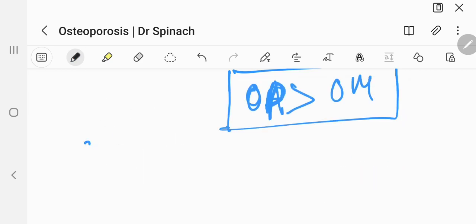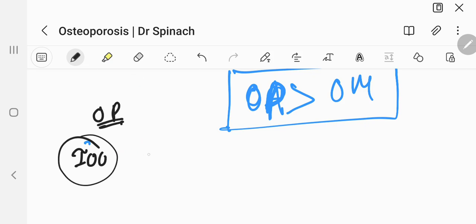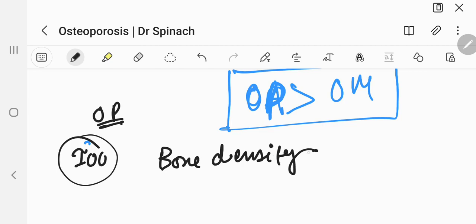Definitely you're going to order an x-ray of the areas that she's complaining about, but you need to confirm this. So what is the investigation of choice in case of osteoporosis? This is very, very important. We usually check the bone mineral density. We check the bone density, and how much density the bone has.